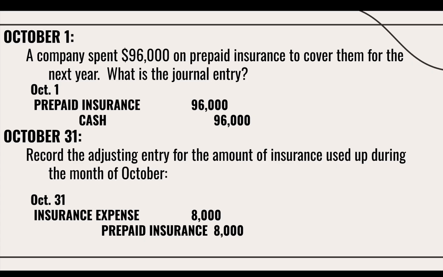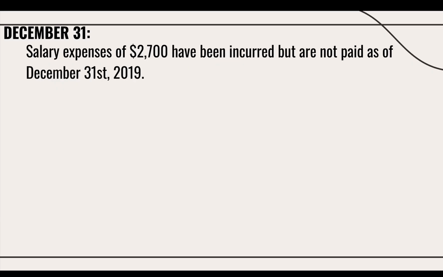All right, here we go. Moving on. December 31st. Salary expenses of $2,700 have been incurred but are not paid as of December 31st, 2019. So people have worked for us, but we're not going to pay them until next year. But we still need to recognize the expense for this year. Pause.